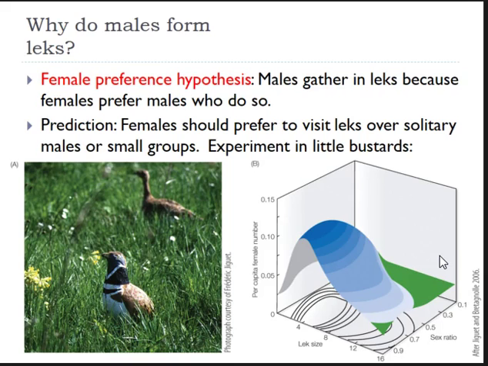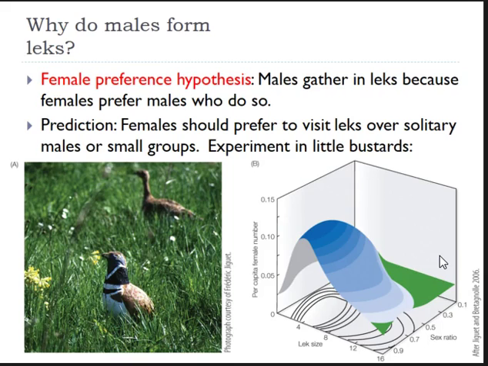So you could test this, and one test of this explanation was done in these, called little bustards, which is kind of cute. So here's a female little bustard, but in this experiment they actually made little stuffed little bustard males, and they arrayed them in different population densities or male densities in different locations. And so what they found, so here's lek size. This is sort of the critical axis over here. And then this is female number over here.